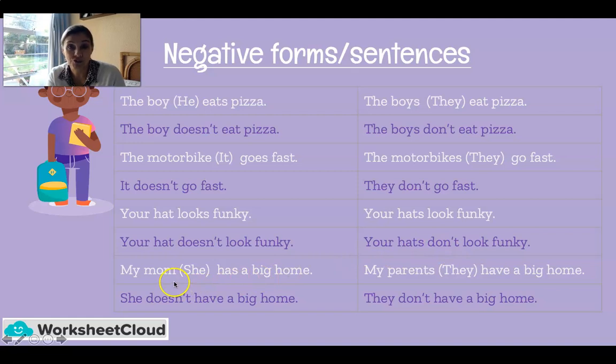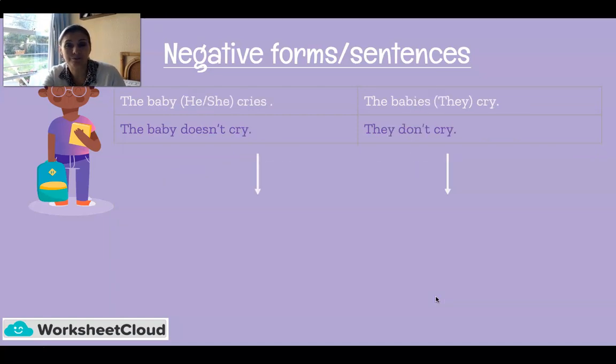My mom, so she has a big home. She doesn't have a big home. And my parents, they have a big home. They don't have a big home. So just remember when you are writing in the negative, the S is already in your contraction when you are singular, but in plural, you don't need the S because your subject is already plural.